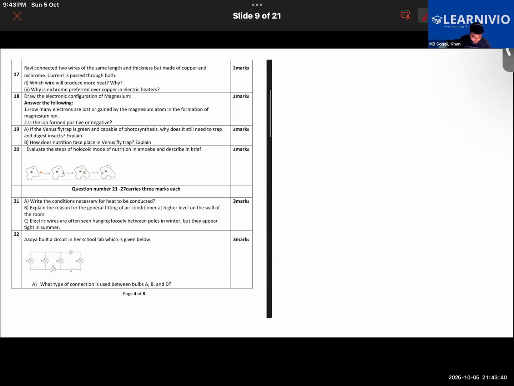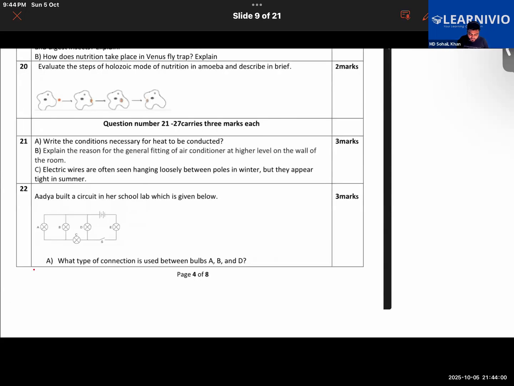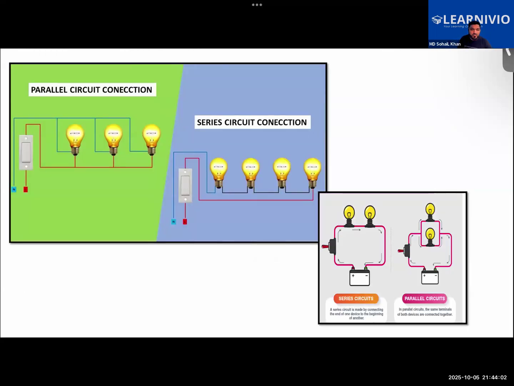Question number 22 is given here, which says that Adia built a circuit in her school lab, which is given below. What type of connection is used between bulbs A, B, and D here? What type of connections have been used between them? Sir, it's parallel.